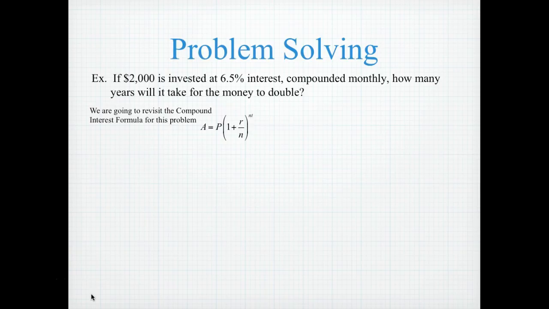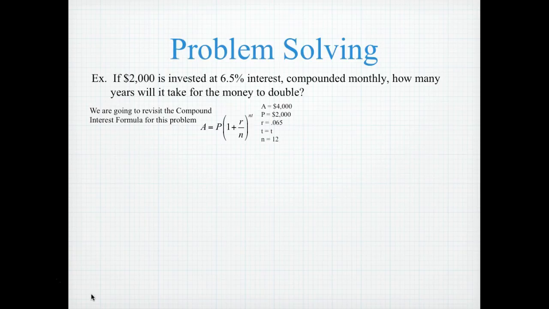If you remember from the previous session, the compound interest formula reads A is equal to P times the quantity of 1 plus r over n to the nt power, where A represents the amount of money we have at the end of the investment, P represents how much money we initially invest, r represents our interest rate, n represents how many times per year our interest is compounded, and t represents how much time it's going to take in years.